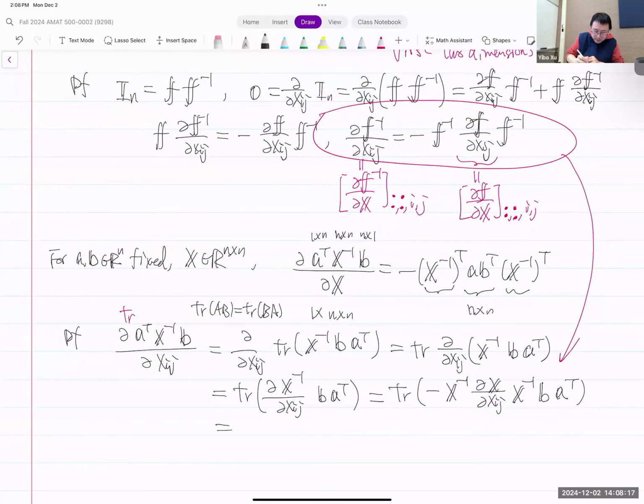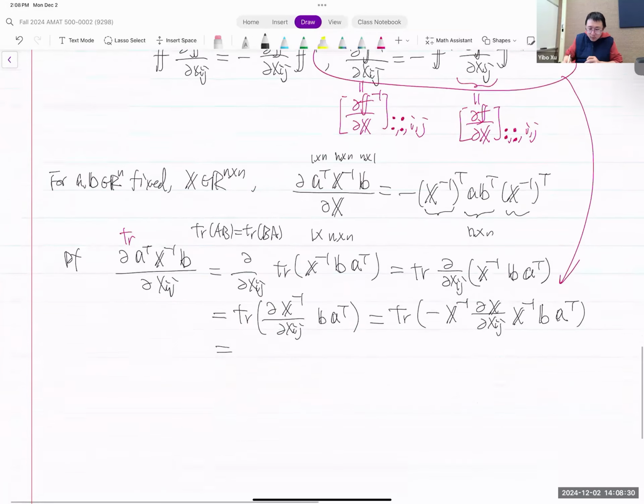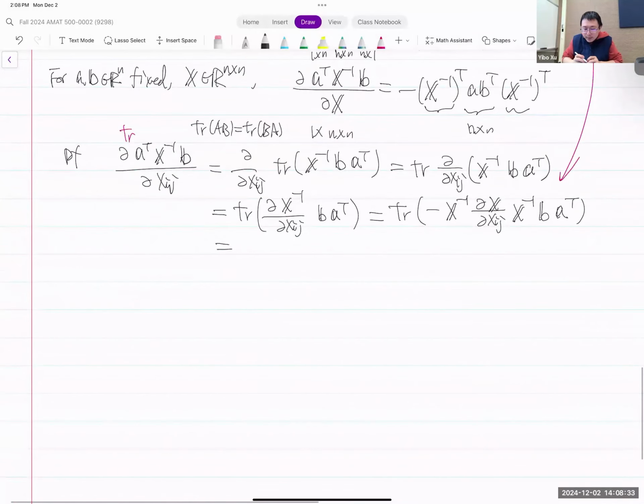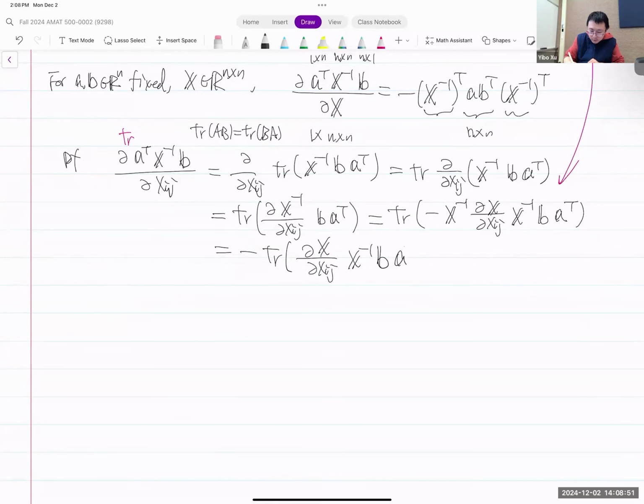And here I can utilize the similar trick as before. So the first matrix I put it at the end. If you look at the format, it is indeed getting close to what we want. So we want something like X inverse, some matrix, then X inverse, right? And indeed we're getting there. So we pull out the negative sign, and for the trace, I swap the first block to the end. So I have del X del Xij, X inverse B A transpose X inverse.